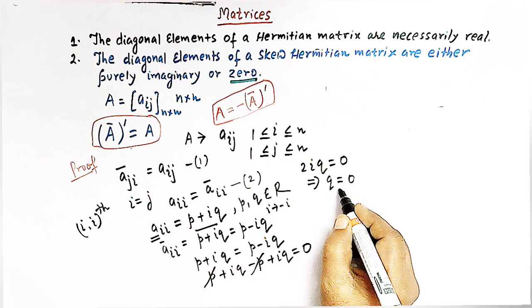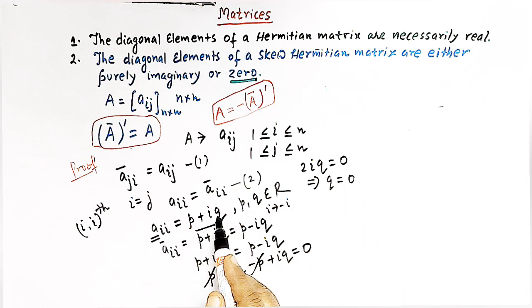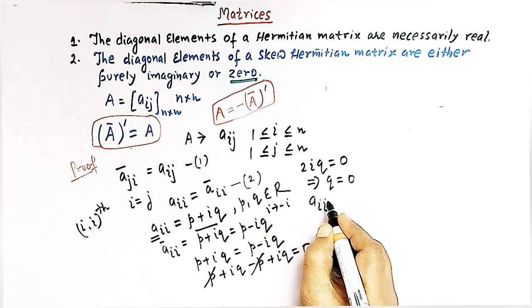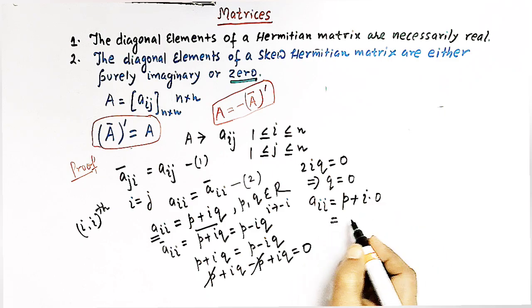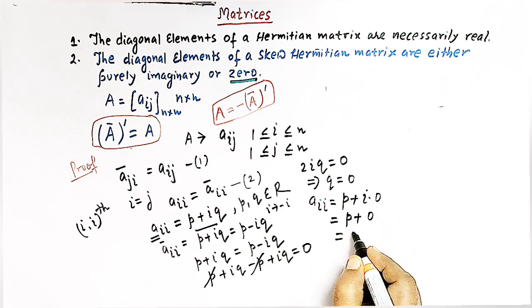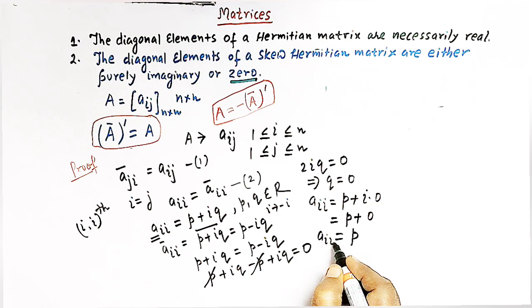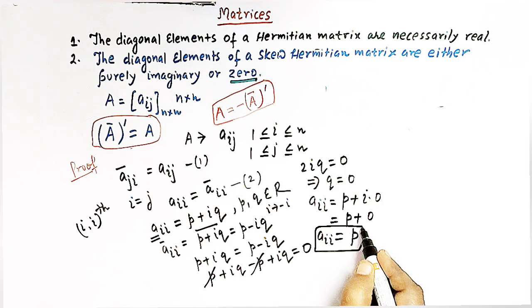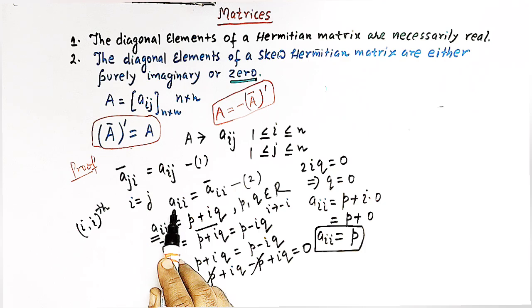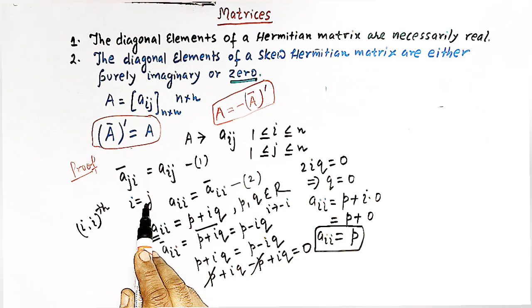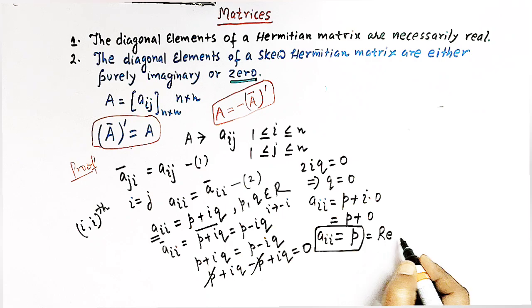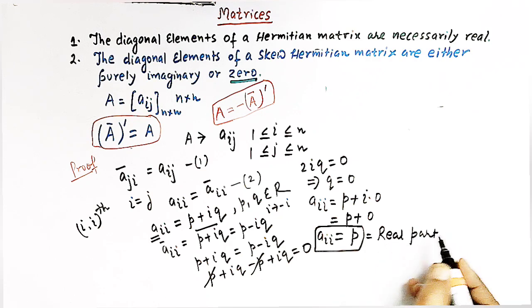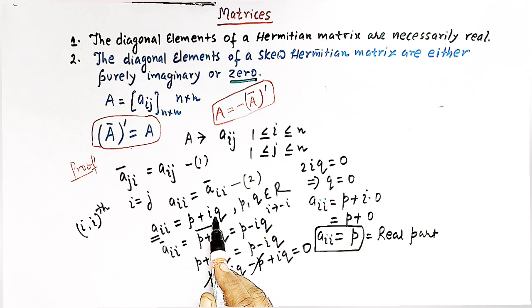So taking q is equal to 0 in this element, we have aii is equal to p plus i times 0. So this is equal to p plus 0, that is equal to p. So we arrived at this conclusion that the diagonal element, because the diagonal element is denoted by aii, right? Because for diagonal elements i is equal to j, so aii is equal to p, and p is the real part of the complex number p plus iq, right?